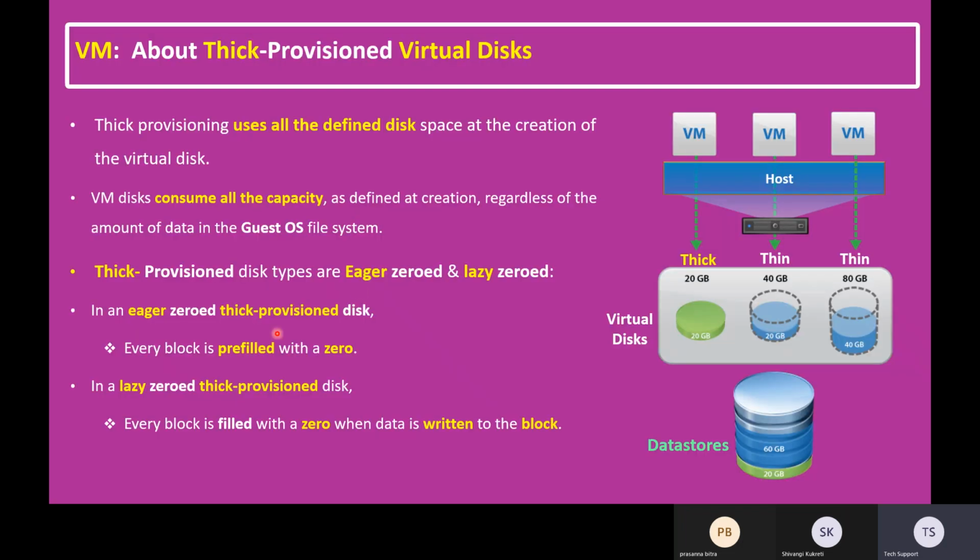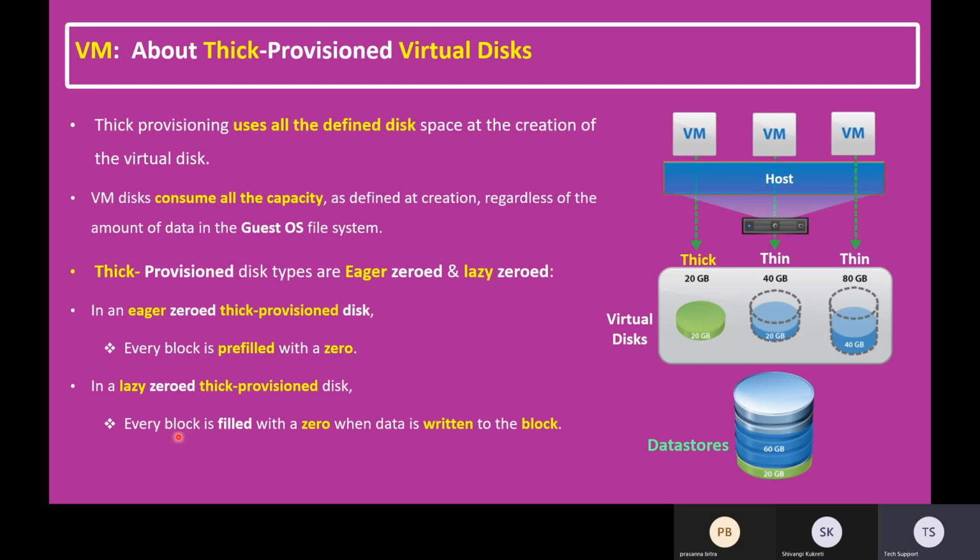Let's understand the difference between eager and lazy zeroed. In an eager zeroed thick provision disk, every block is pre-filled with a zero. In a lazy zeroed thick provision disk, every block means, for whatever data you copy, every hard disk data store has a block size. The default VMFS and NFS block size is 1 MB. 1 MB means even if you copy a 0.5 MB file, by default it will consume the size as per the minimum block size.